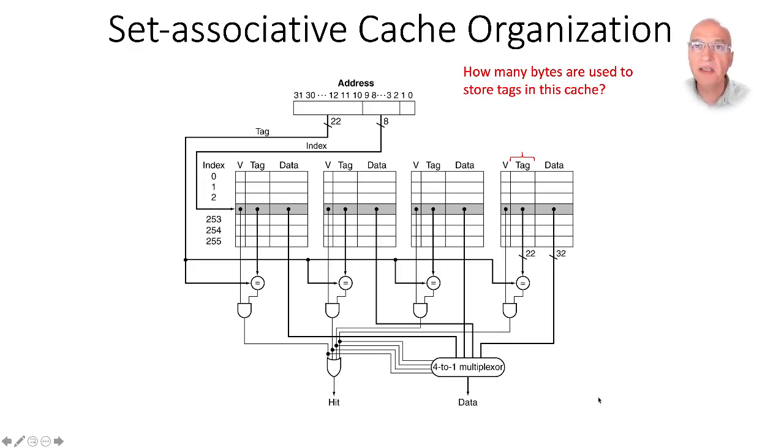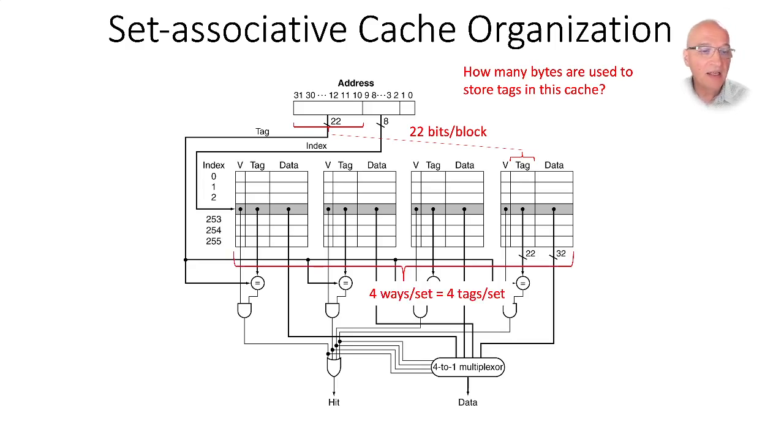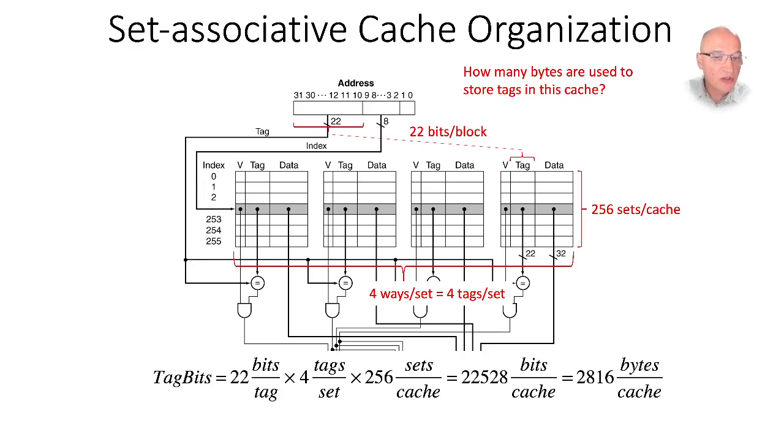Now, the next question is, how many bits have I used for the storage of the tags only in this cache? Because this gives us a sense of how efficient the cache is to store data, because the tags also have to be stored in the cache. So what's the size of each tag? Each tag is 22 bits. And I have 4-way set associativity, so I have 4 tags per set, and I have 256 sets. So for the 4 kilobyte cache, that was 4096 bytes of data in the cache, I use 2816 bytes for the tags. So you see that the amount of space used for tags is more than half of the amount of space used for data in the cache. So a significant part of the storage in the cache is used to store the tags.